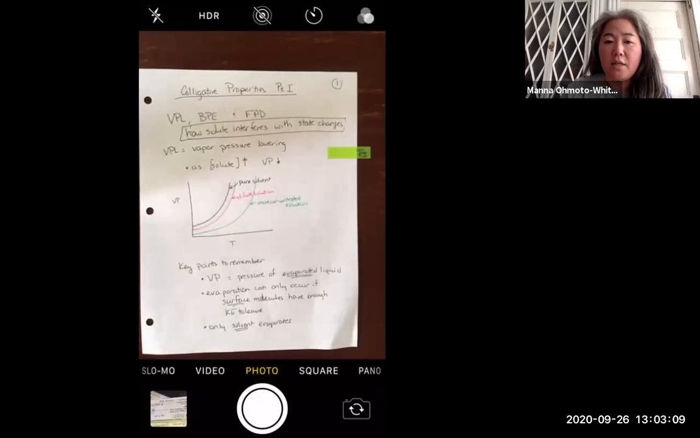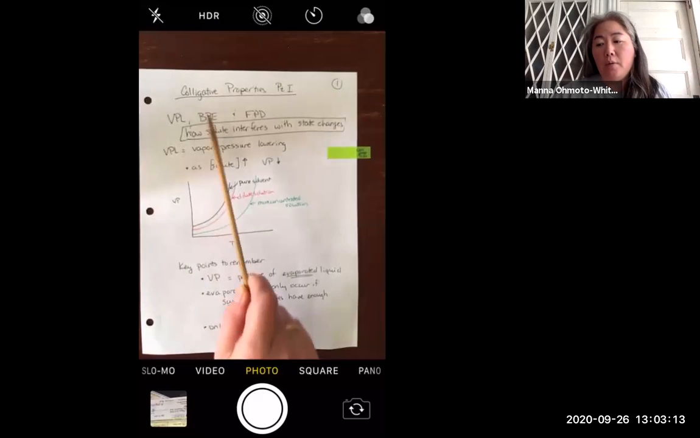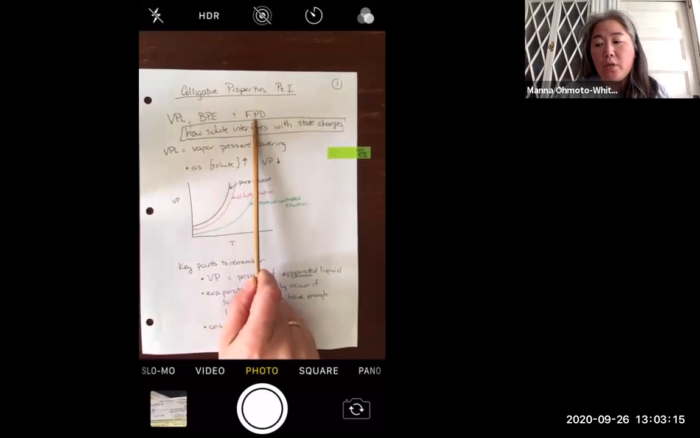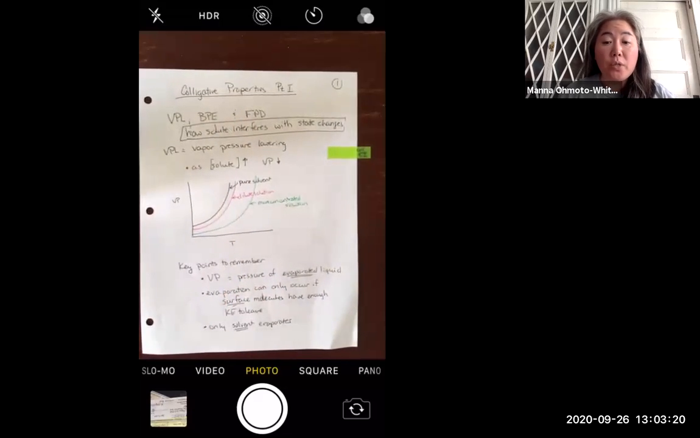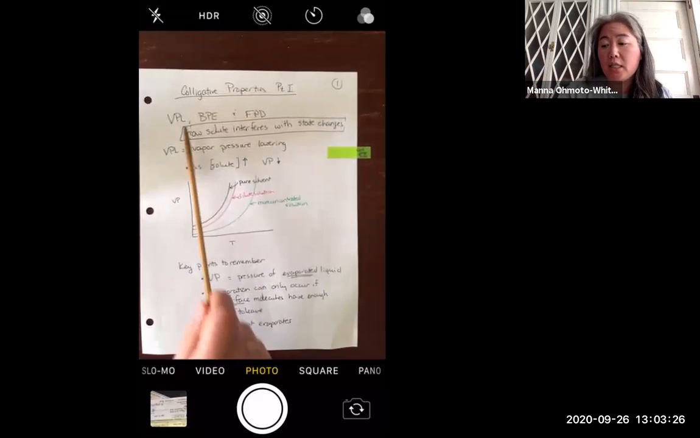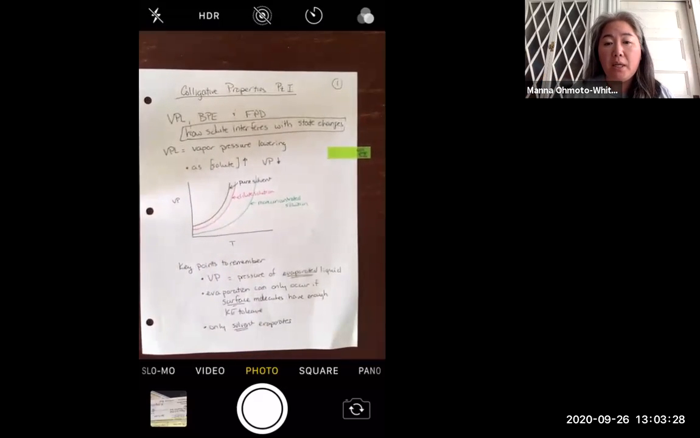Colligative properties, part one. Colligative properties are vapor pressure lowering, boiling point elevation, and freezing point depression. These are all just ways of looking at how a solute interferes with state changes: going from a liquid to a gas by boiling or evaporating, that's the first two, or going from a liquid to a solid by freezing. So the first one, vapor pressure lowering.